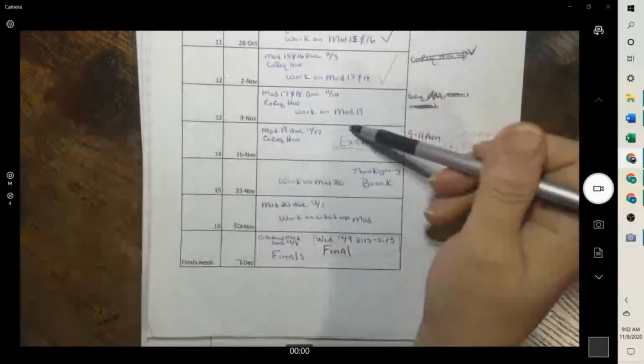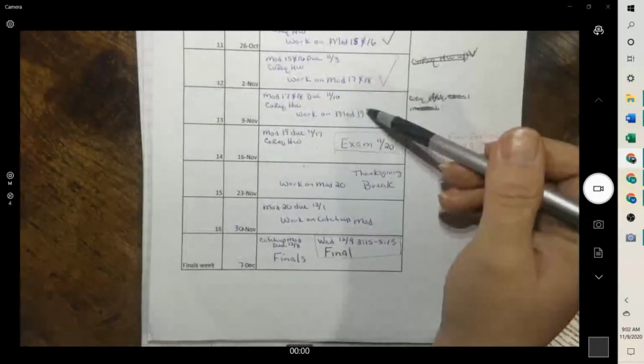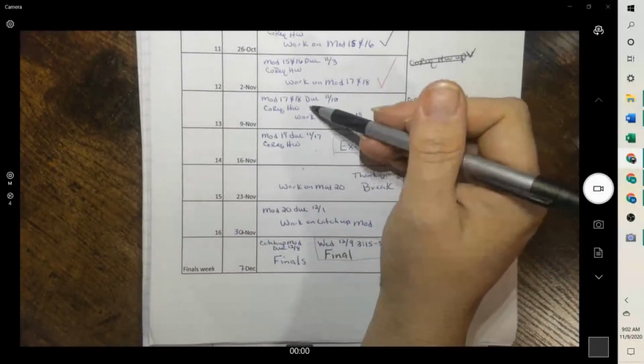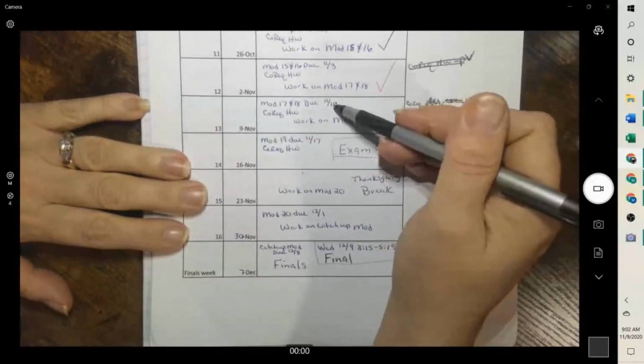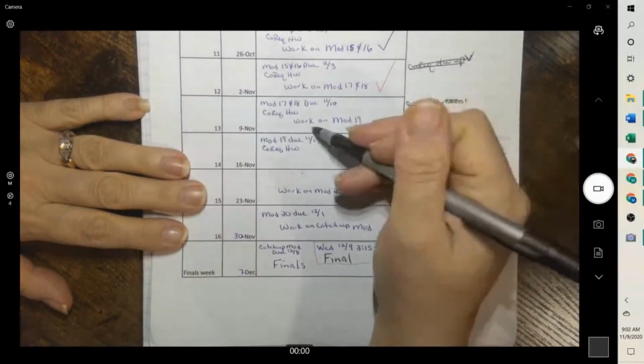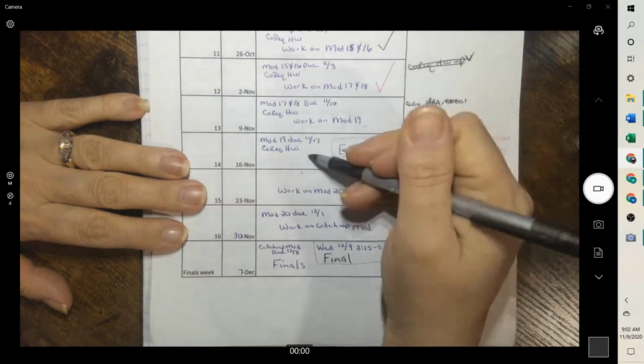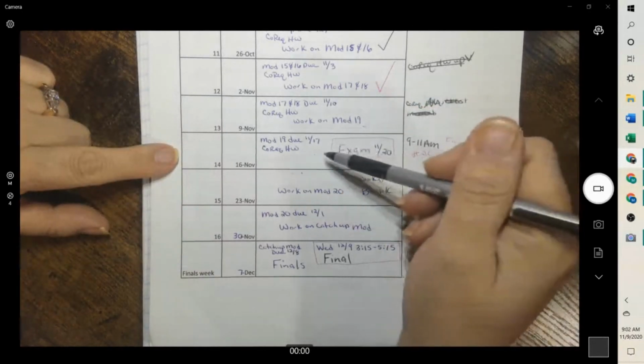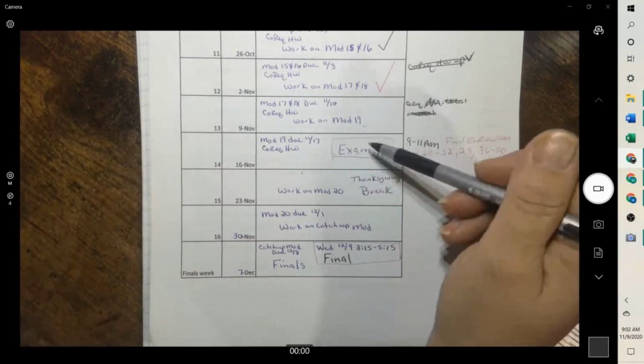So this week's the 9th, right? Going so fast. 17 and 18 is due on the Tuesday. And then there's module 19, which is short. And then next week's an exam.